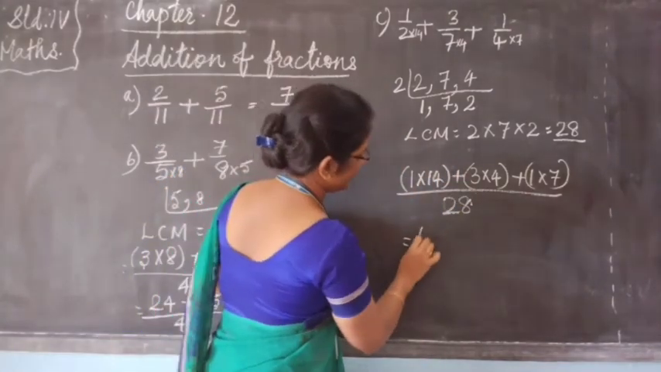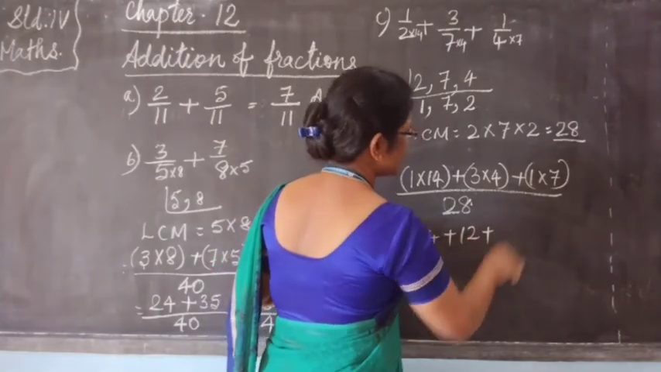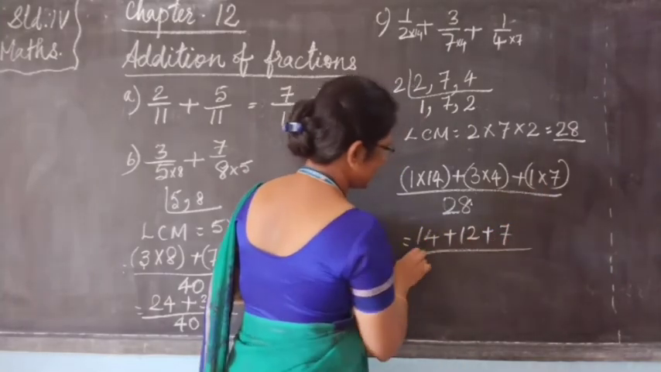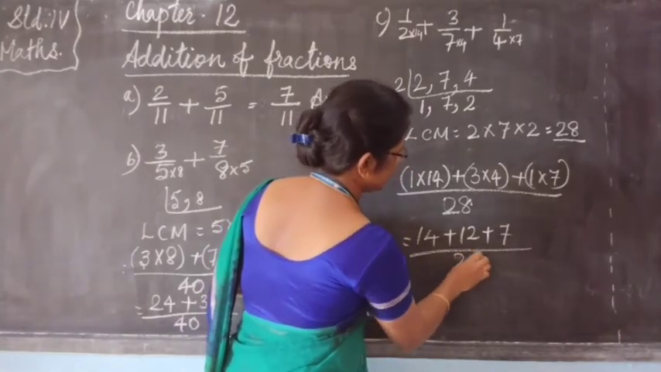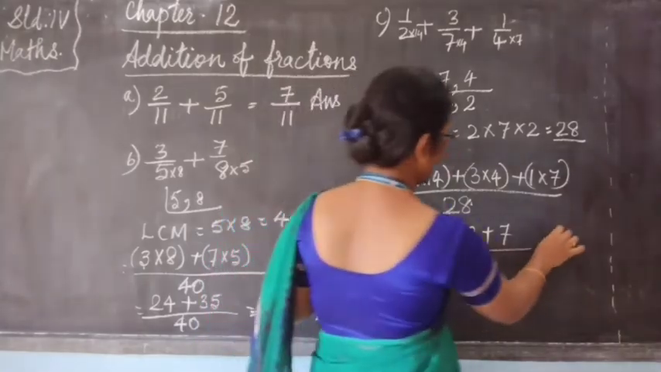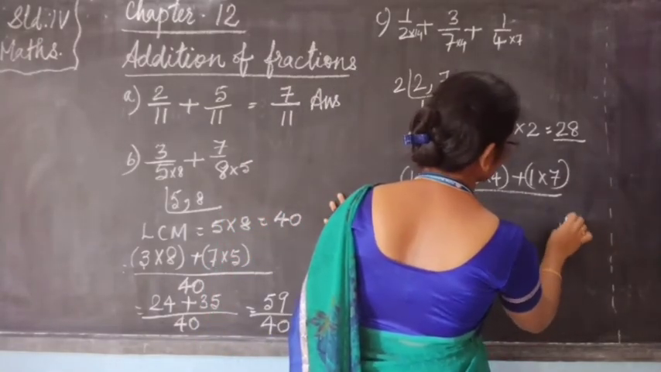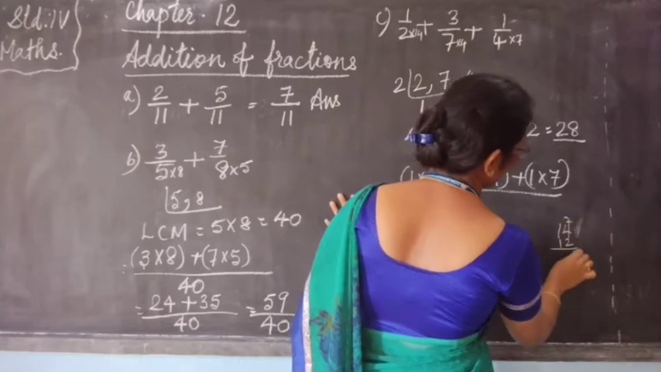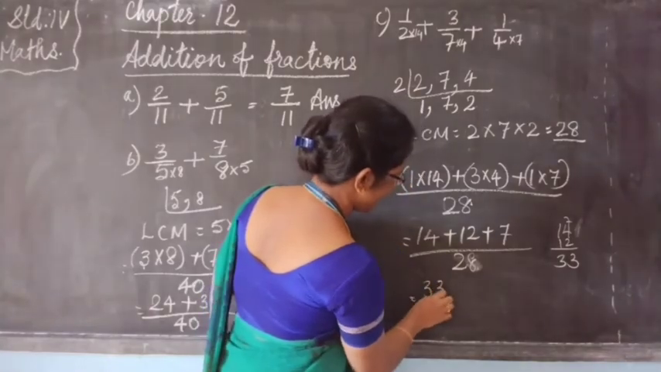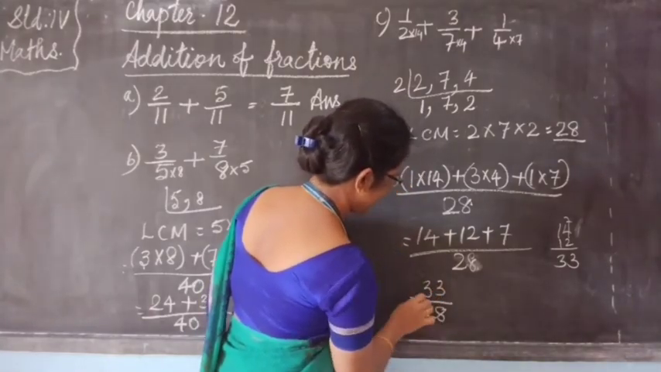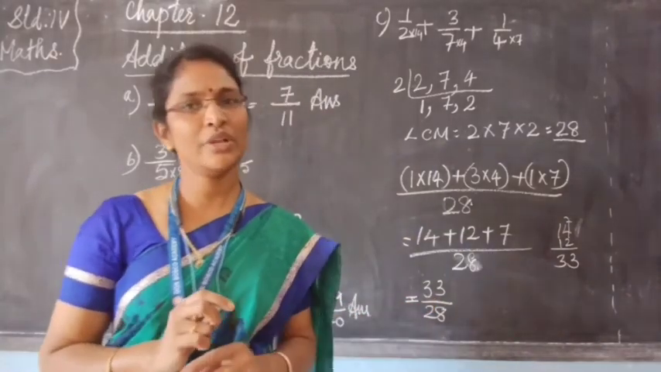Now we can concentrate here only. 1 14s are 14 plus 3 4s are 12 plus 1 7s are 7 by 28. Now add them all. 33 by 28.